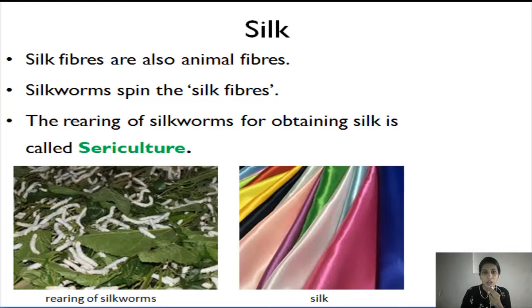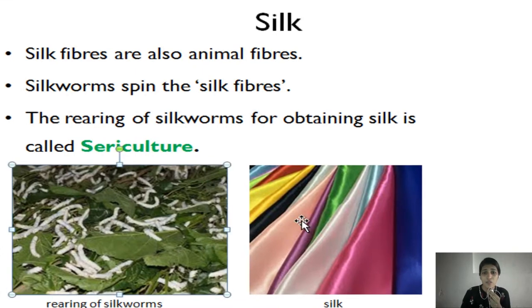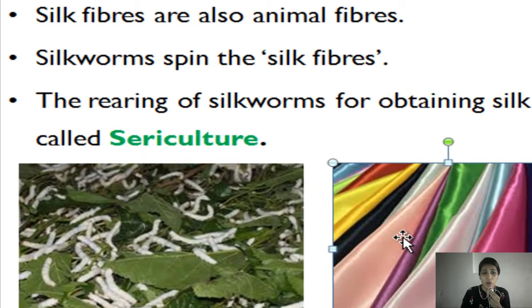Welcome to the third part of Unit 3, Fiber to Fabric. In this part, we are going to study about silk. So, silk fibers are obtained from insects, so they are also called animal fibers. Silkworms spin the silk fibers. The rearing of silkworms for obtaining silk is called sericulture.